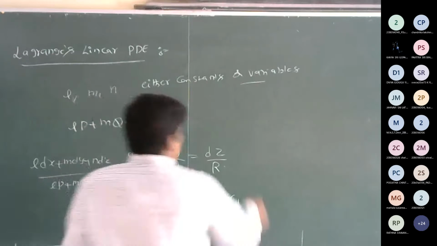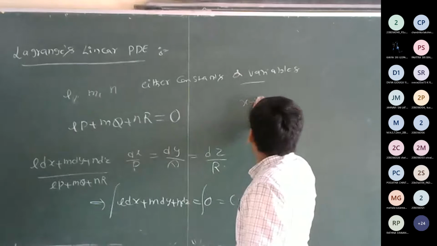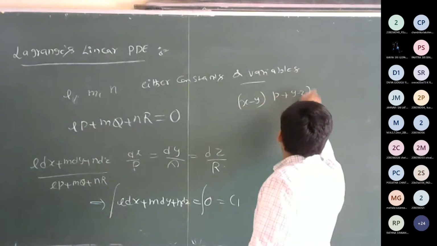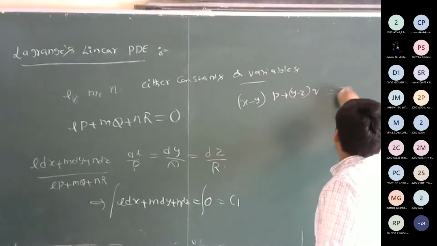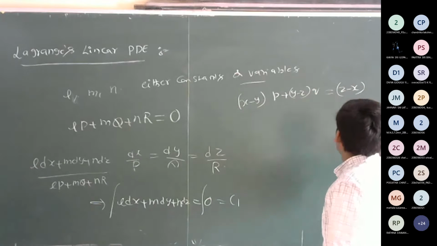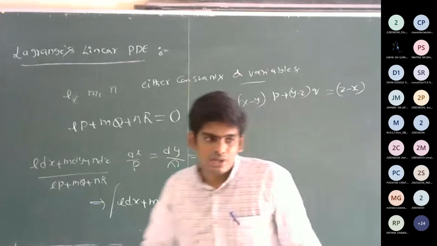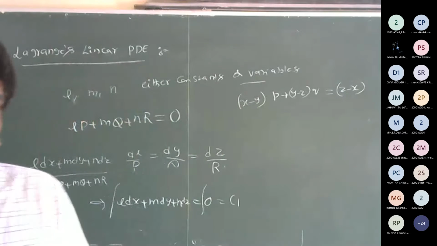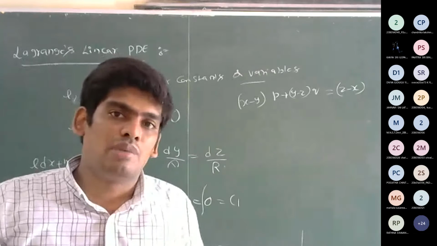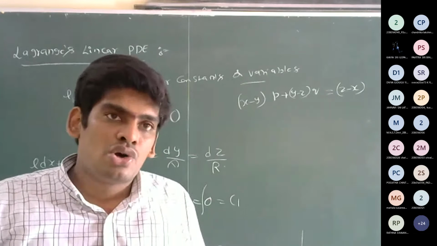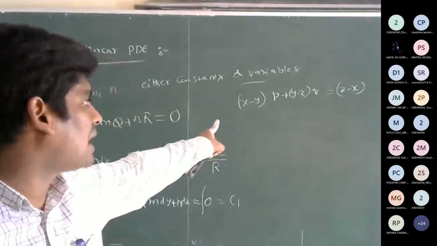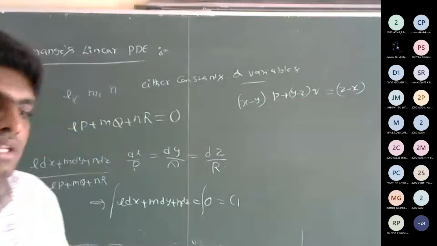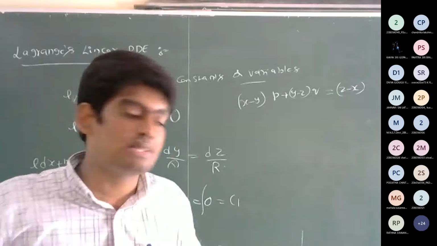Just listen carefully. Suppose we have a question like this: (y minus z) p plus (z minus x) q equal to x minus y. Here definitely we will get an idea. The problem must be solved by using the method of multipliers. There is no way of solving this type of problem by using the method of grouping. Why? We will discuss it very clearly in the coming classes.